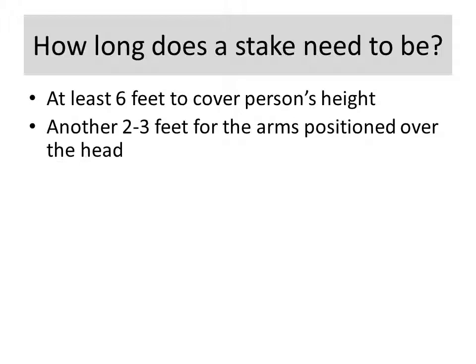Got another 2 to 3 feet for the arms positioned over the person's head, because if you're going to kill somebody on an upright stake, you've got to put the arms over the head. So you have one, a place to attach, and two, just because leaving them at the sides means you have to put the stake through their neck, and then you may as well just chop their head off or something like that.